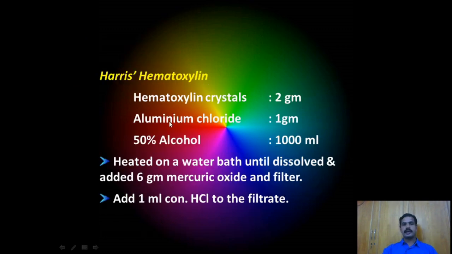The first one is Harris hematoxylin. Here 2 gram of hematoxylin crystals are dissolved in 1 liter of 50% alcohol and 1 gram of aluminum chloride is added. This is heated on a water bath until dissolved and added 6 gram of mercuric oxide and filtered. Add 1 ml of concentrated hydrochloric acid to the filtrate, and this is the preparation of Harris hematoxylin.